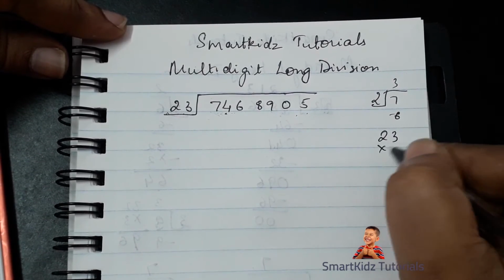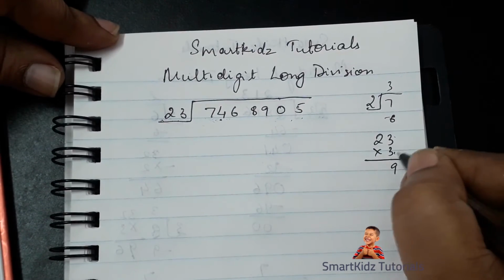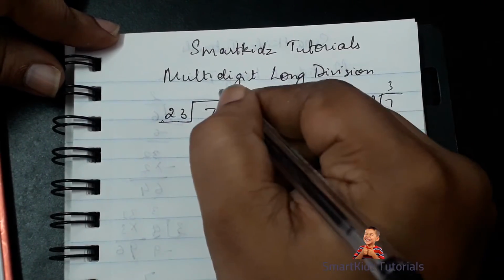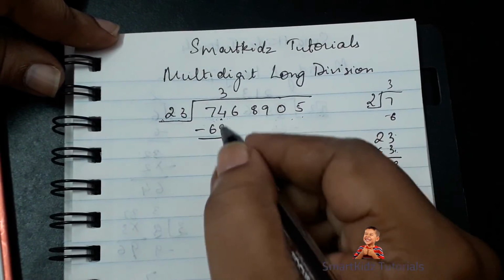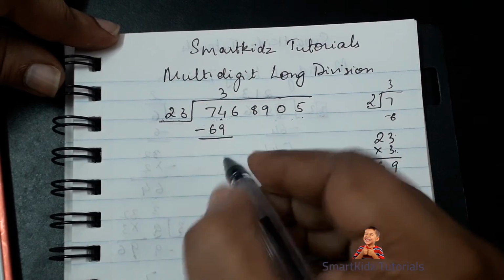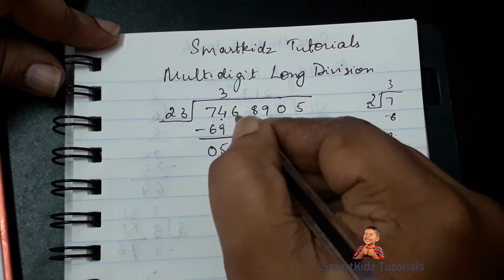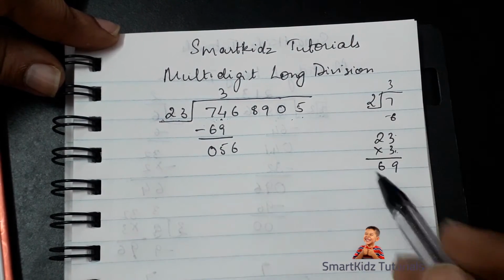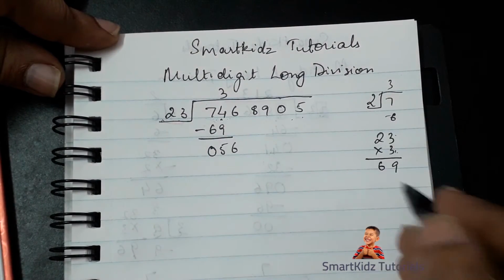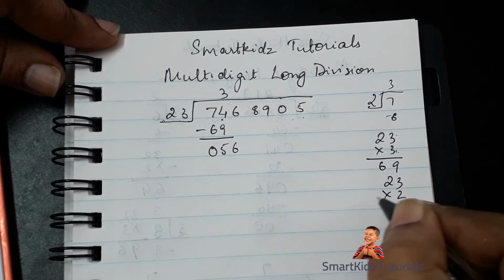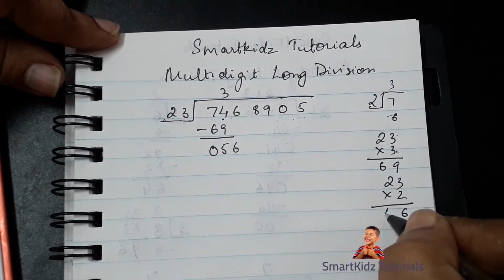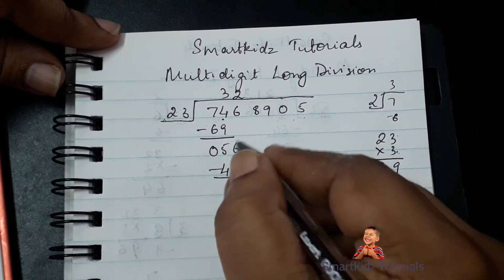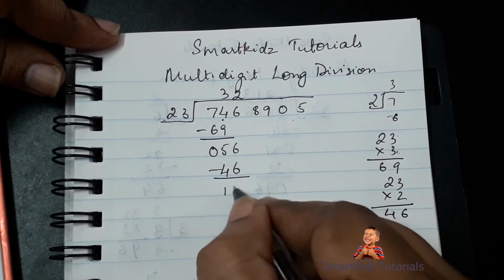So 23 into 3. 3 3s are 9, 3 2s are 6. Yeah, it gives you a number closer. So we put a 3 over here. 23 into 3 gives us 69. 74 minus 69 will give us 5. Bring this 6 down. And it is obvious, we don't have to check one more time. We can easily take 23 into 2. 2 3s are 6, 2 2s are 4. So 23 into 2 will give us 46. 56 minus 46 will give us 10.